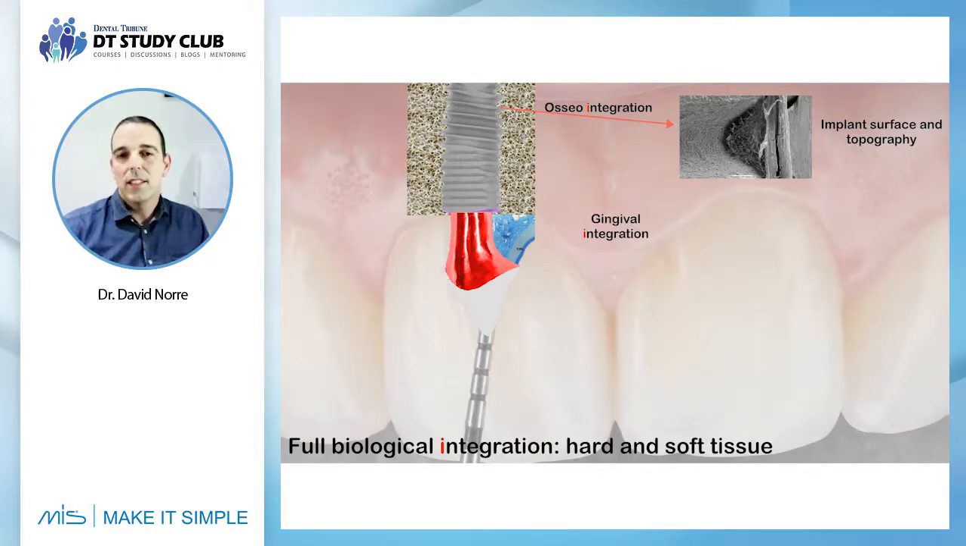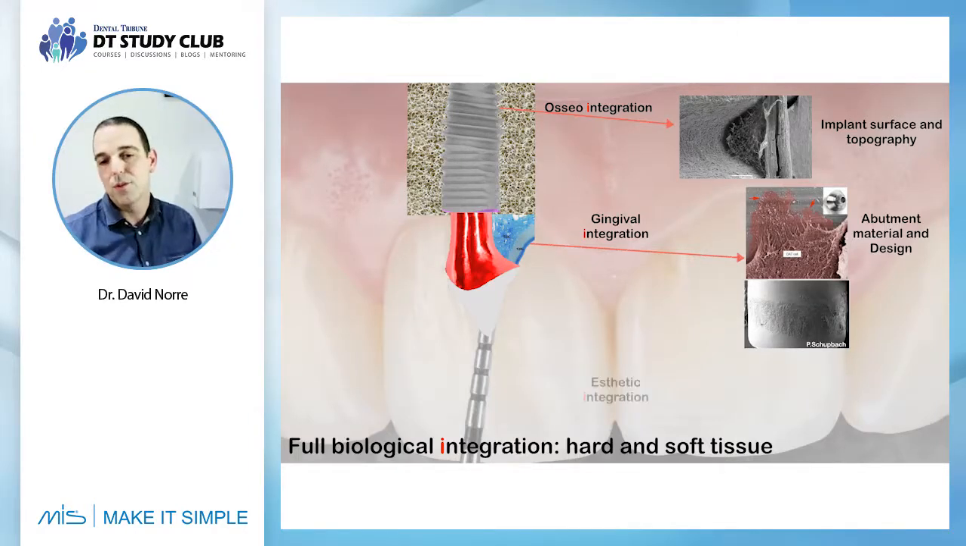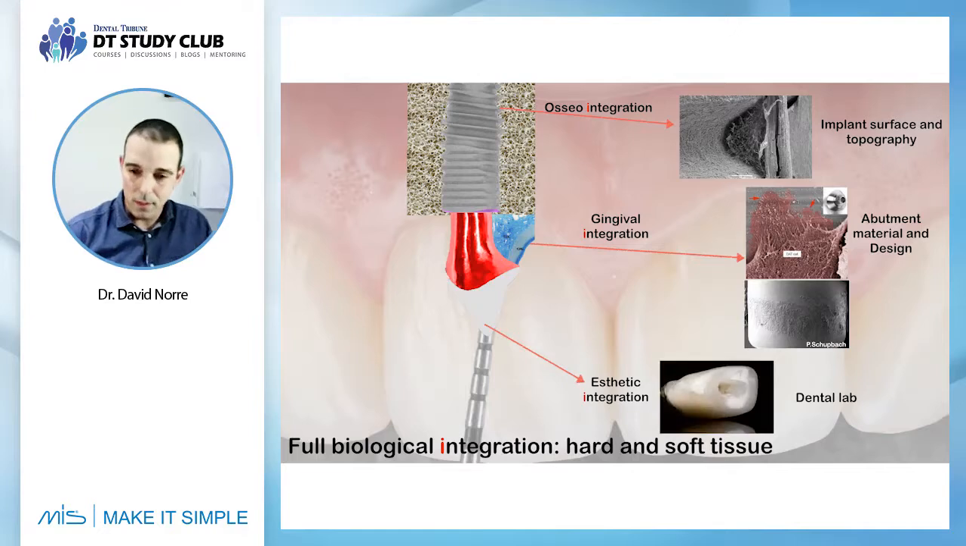The second integration is a gingival integration. This one is given by the abutment material and the design of this abutment. And of course, we have a sort of aesthetic integration. In all the cases you're going to see, there are nice crowns. It's all done by dental technicians. So the dental technicians are the real artists.